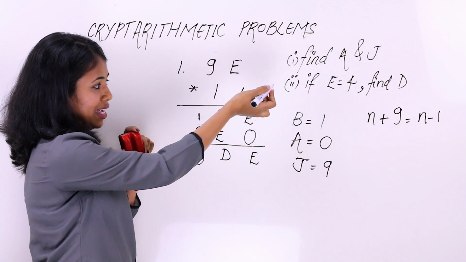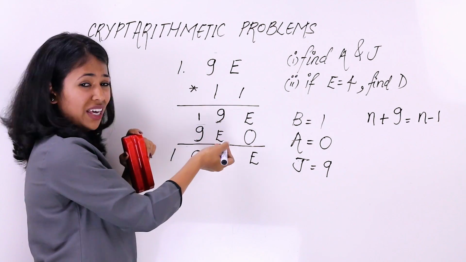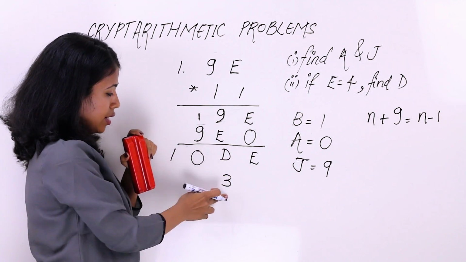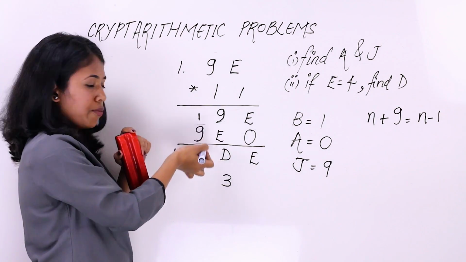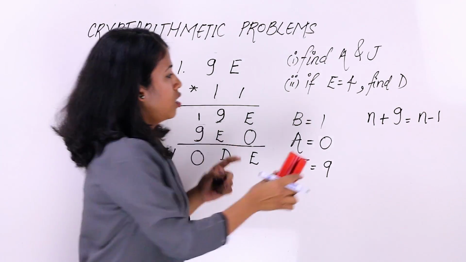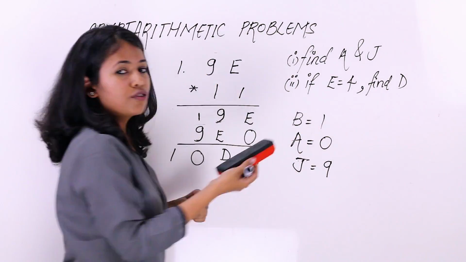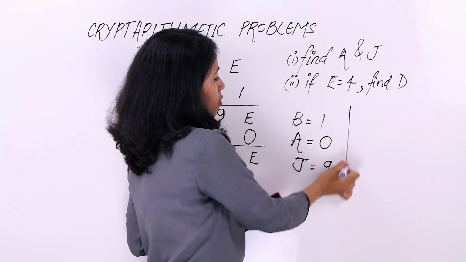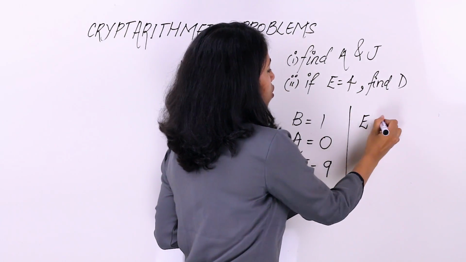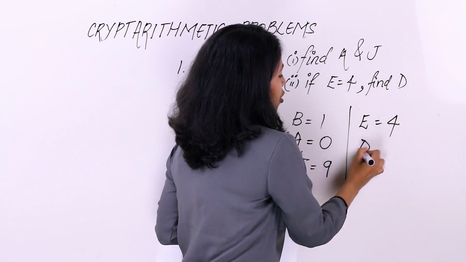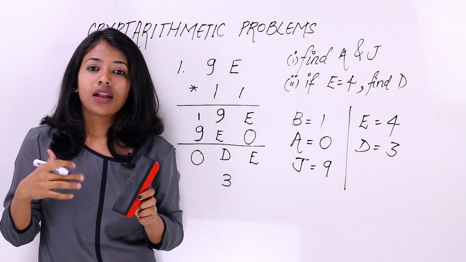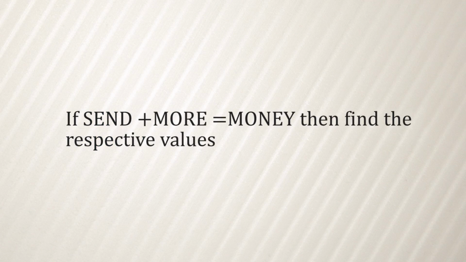Here we are told that E is equal to 4. If E is equal to 4, 9 plus 4 will give you 3, and the carry goes on here. So that's it, right? If E value is 4, then D value will be 3. So finally, if E is equal to 4, then the value of D is 3. Simple question, right? Let's move on to the next question now.